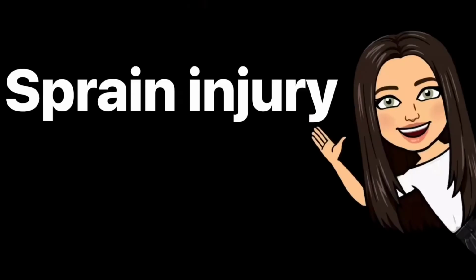The next one is a sprain injury. Your ligaments are tough, elastic-like bands that connect bone to bone and hold your joints in place. A sprain is an injury to a ligament caused by tearing of the fibers of a ligament. Wrist, knee, thumb sprains are also common. Sprained ligaments often swell rapidly and are very painful.